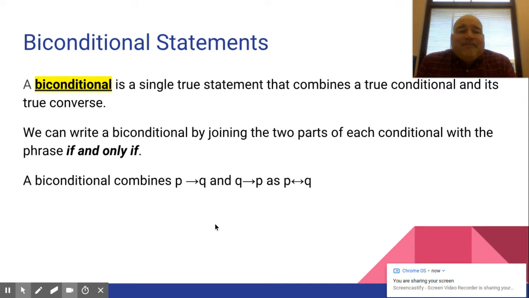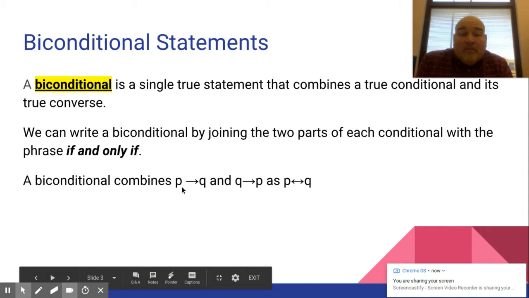Here's the definition. A biconditional is a single true statement that combines a true conditional and its true converse. Notice the words true converse. We can write a biconditional by joining the two parts of each conditional with the phrase if and only if.